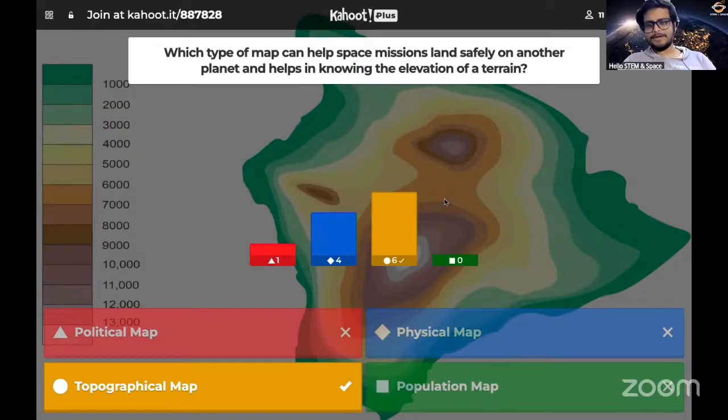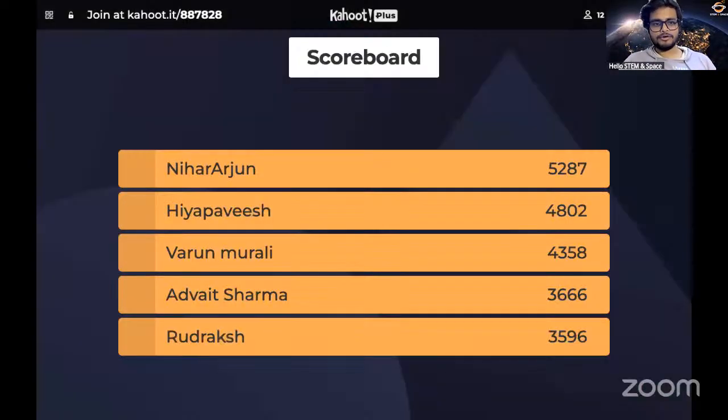A physical map can also help you, but there were two hints in the question. First was they have to land safely. Another was that it can help you know the elevation of a terrain, the height of a mountain, say, right? And a physical map cannot tell you about the height of a place, right? It only tells you where that mountain is, but what is the height of the mountain? That can only be known through a topographical map, and most of you did give the correct answer, which is topographical map. Let's see the scoreboard.